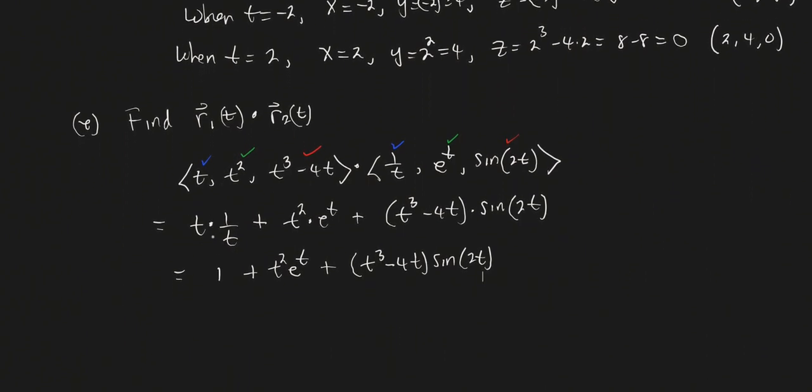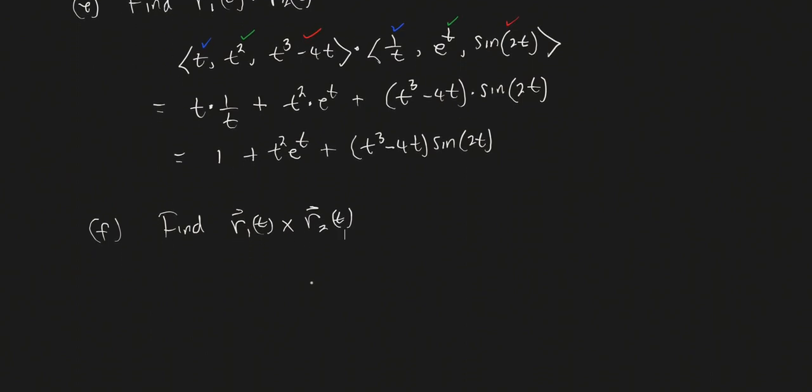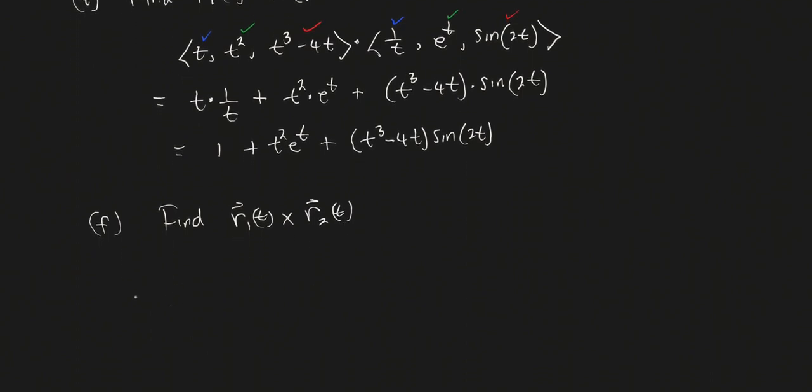And of course, you might guess what we're going to end with, the cross product, right? So let's find the cross product of R1 and R2, right? So we're going to set up our determinant. So R1 of t crossed with R2 of t.